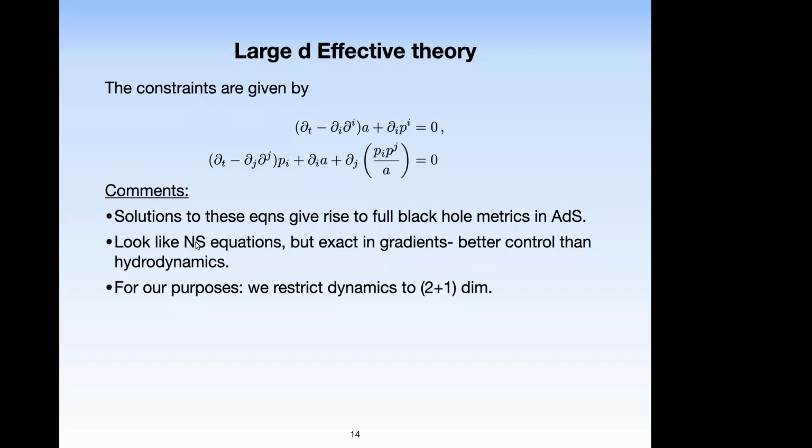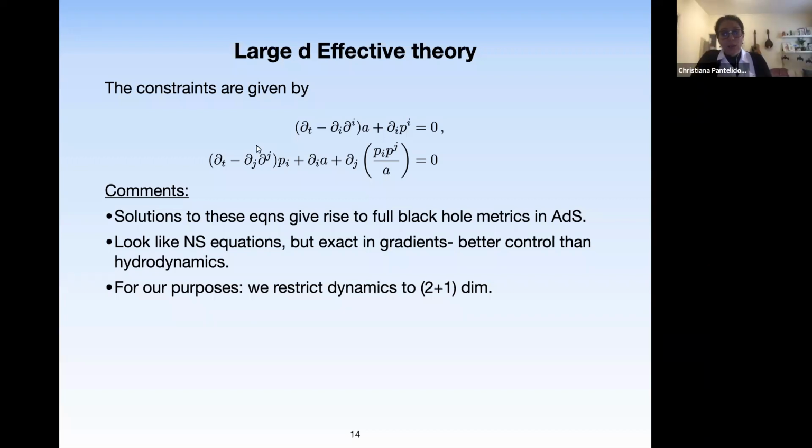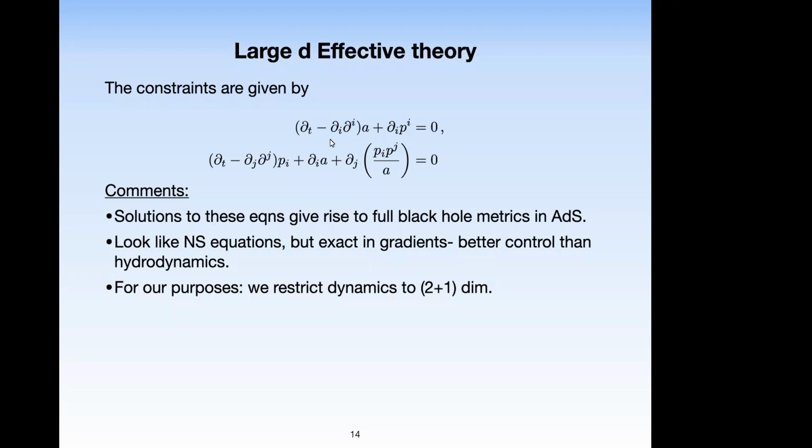Christiana, is there a simple way to see why the large D expansion breaks the Poincare group? When you do the scaling, you have to scale things in a certain way, and it turns out that things scale differently for the expansion to make sense. I see. The black hole breaks the Poincare group. Sorry, Ben, I couldn't hear you. The black hole breaks the Poincare group. Oh, I see.